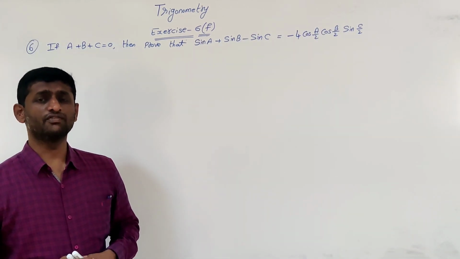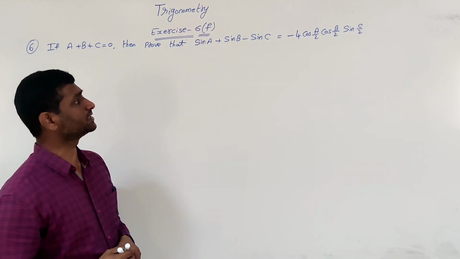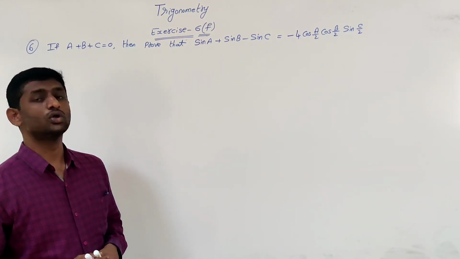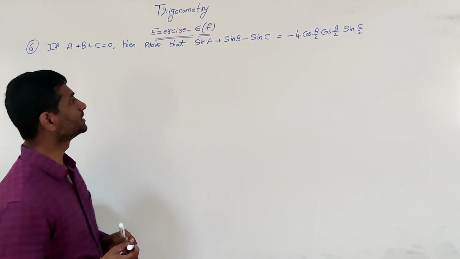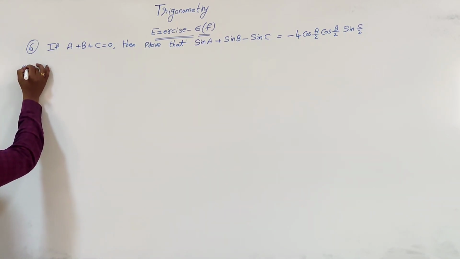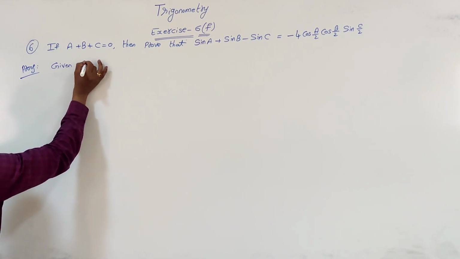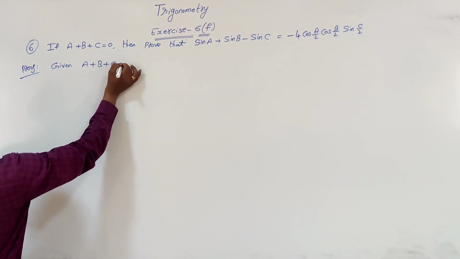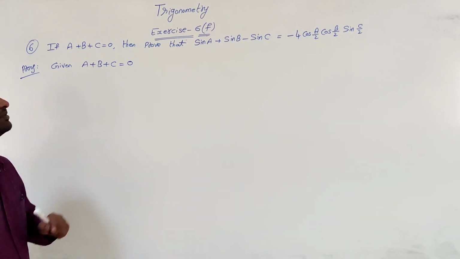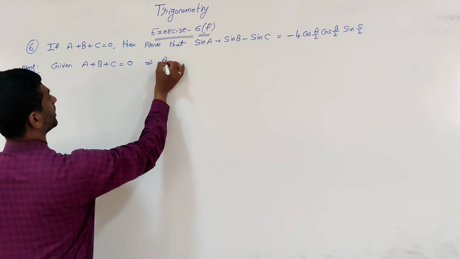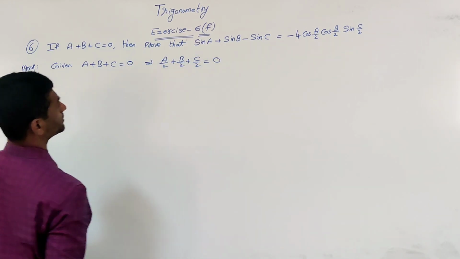So the problem is, if A + B + C is equal to 0, then prove that sin A + sin B − sin C is equal to minus 4 cos(A/2) cos(B/2) sin(C/2). So we'll see the proof. What is given? A + B + C is equal to 0. If the sum of the three angles is 0, what will be half of it? Also 0. It implies A/2 + B/2 + C/2 will also be 0 degrees.